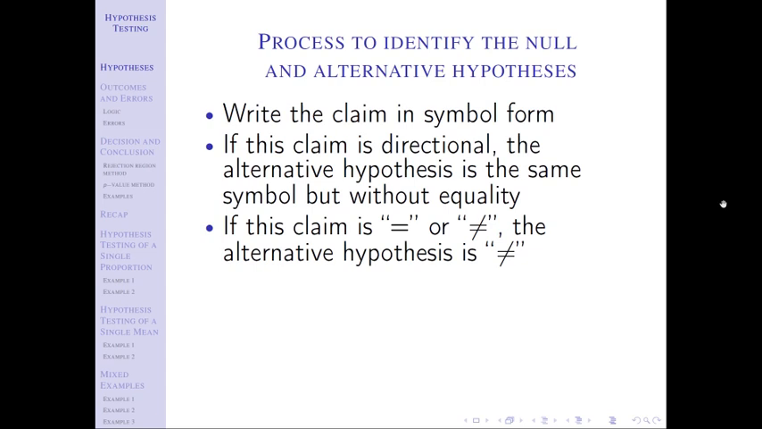Now make sure you understand the claim doesn't start with those. The claim starts with a parameter, right? So you've got to get that out of the way first. Are we talking about the population mean, population standard deviation, or population proportion? What is the parameter?